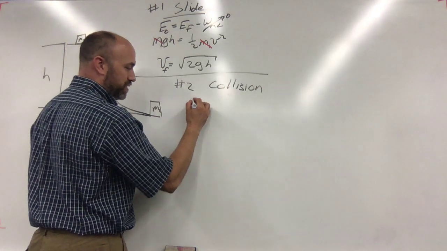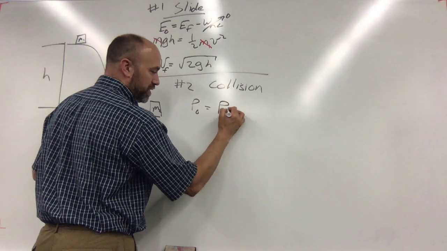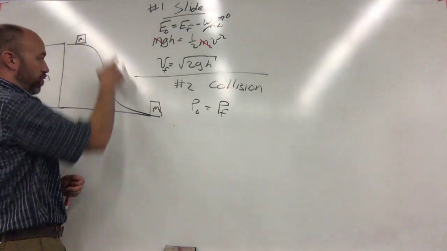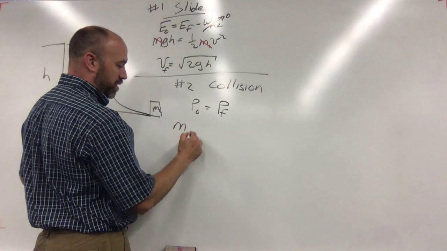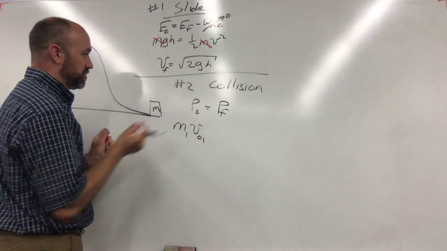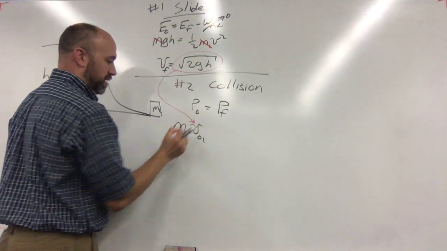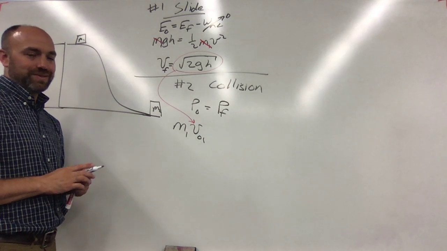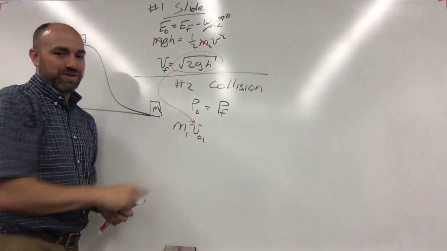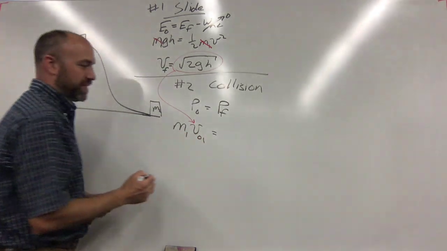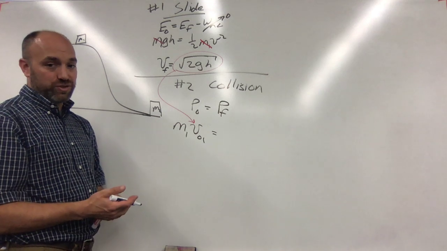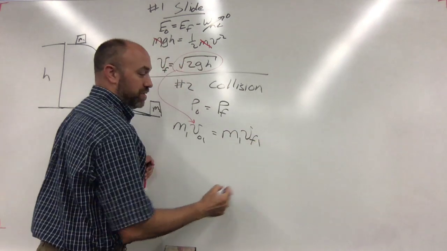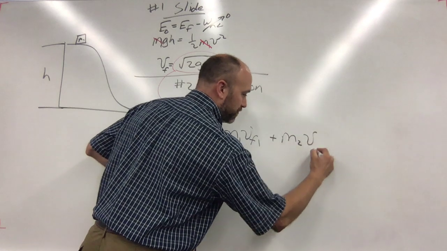Because it's a collision, we're going to use conservation of momentum. Momentum initial equals momentum final. Before the collision, the only thing moving is M1. So it's going to be mass 1 times the initial speed of 1. And I'm just going to go ahead and draw this up here. Does that make sense why that is? Yes. Final speed of the slide is the initial speed of the collision. And then in the final situation, both objects are moving. So you've got M1 times the final speed of 1 plus M2 times the final speed of 2.